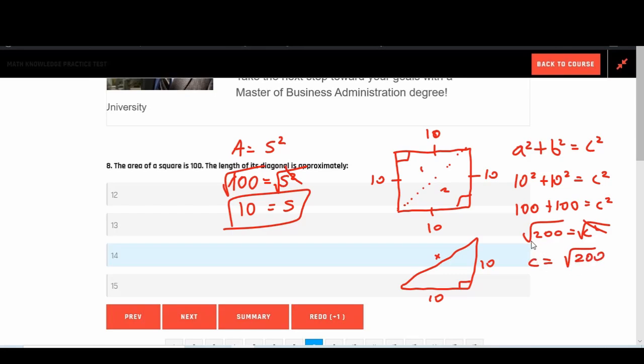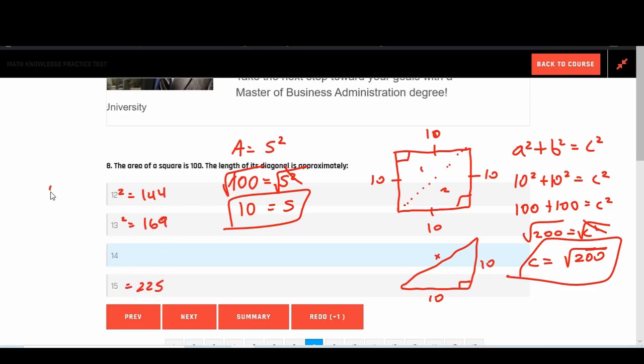Okay? Now this isn't an easy one to do right off the bat because 200 is not going to be an even number. That said, we can use our mental math knowledge to figure this one out. 12 squared is 144. 13 squared is 169. 15 squared is 225.